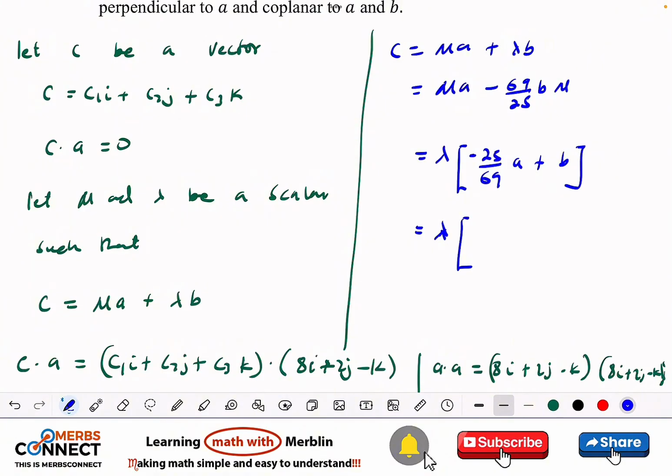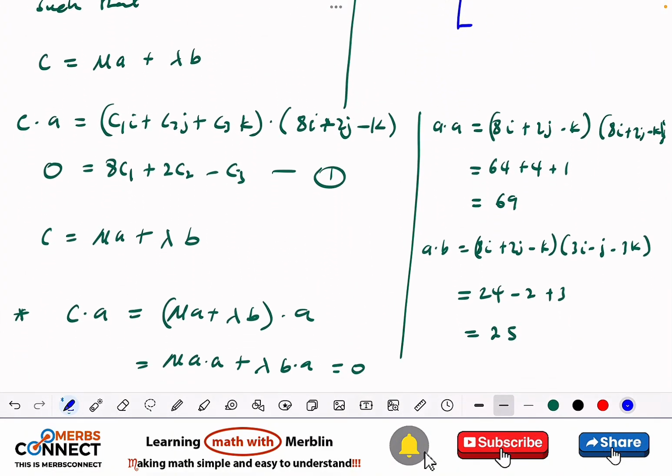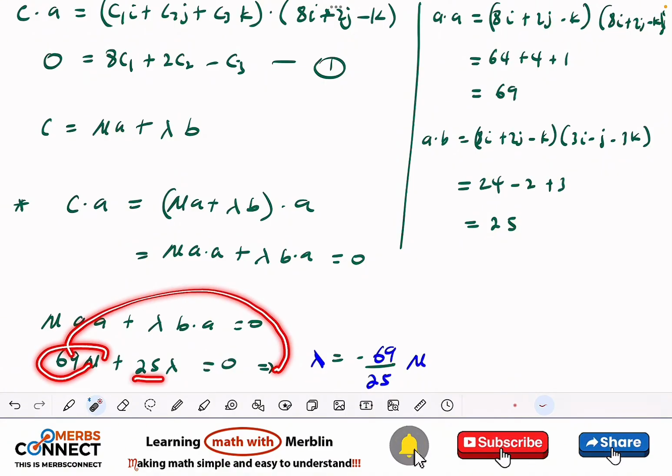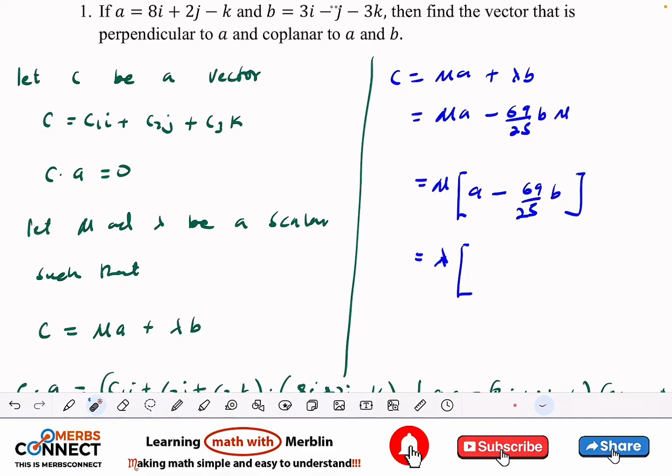Good. So that I will have rather mu out, and then have this one to be a minus 69 over 25 b. Good. So I just made lambda the subject. When you are making lambda the subject, this will move to the right, becoming negative, then divide through by 25. Then you plug it inside the c here.